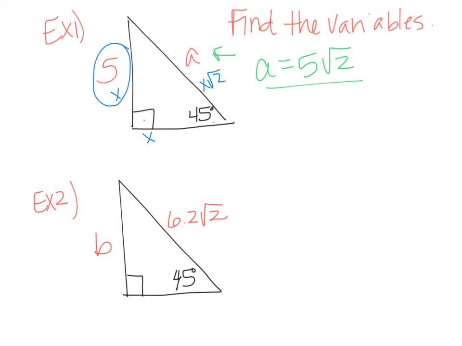So example 2, this time they gave us the hypotenuse, and that hypotenuse was 6 square root 2. So I'm going to go ahead and label everything.